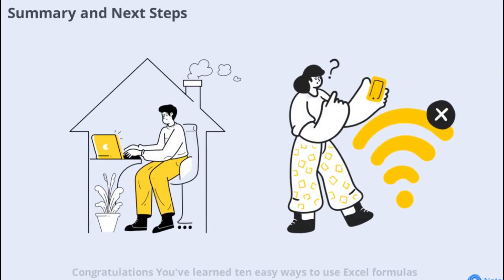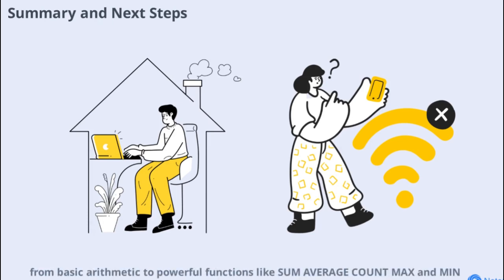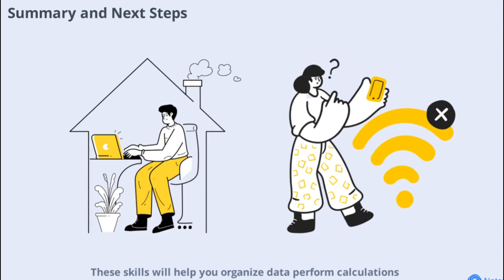Congratulations, you've learned 10 easy ways to use Excel formulas, from basic arithmetic to powerful functions like sum, average, count, max, and min. These skills will help you organize data, perform calculations, and analyze information quickly and accurately. Whether you're a student managing grades or an employee tracking sales, mastering these formulas will save you time and boost your productivity. As you practice, try combining formulas and exploring new functions to expand your Excel abilities.